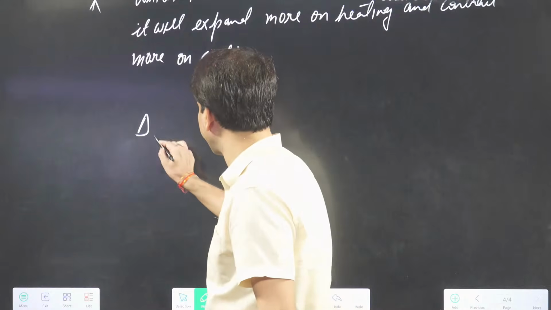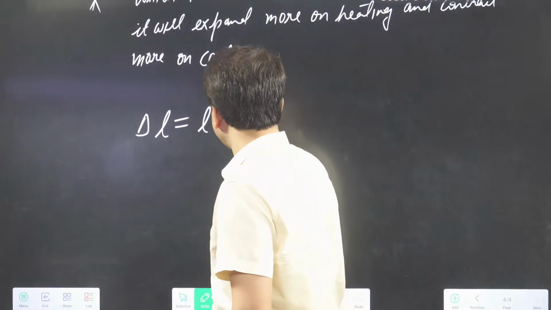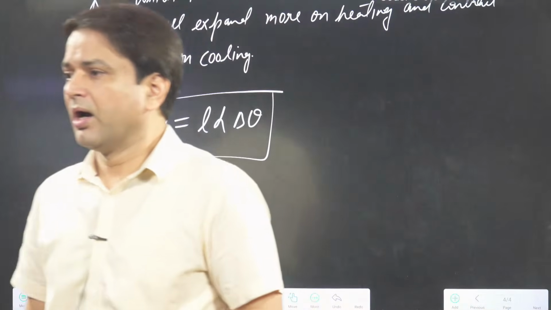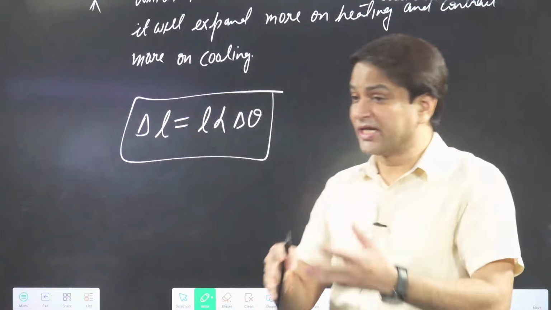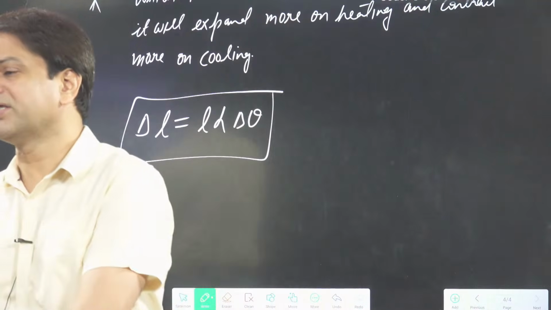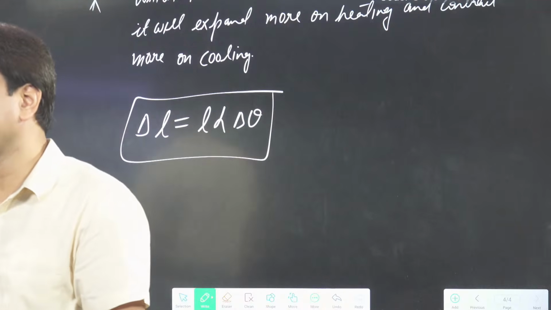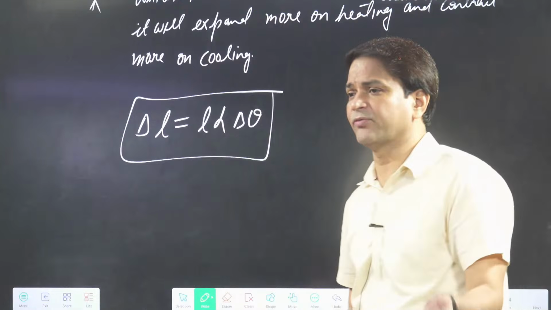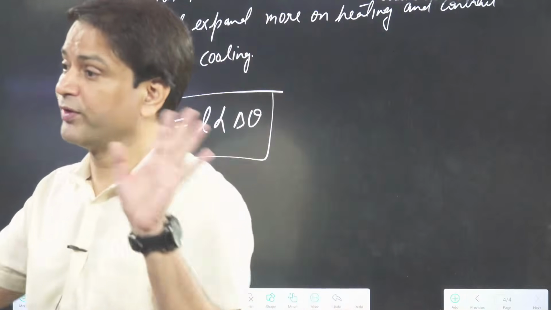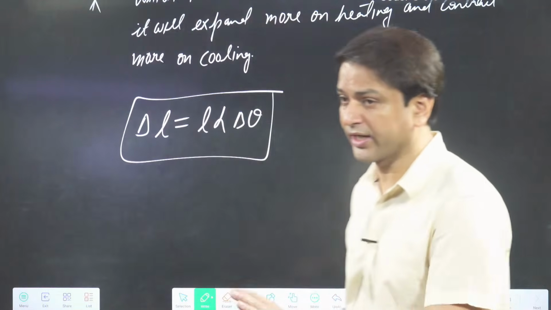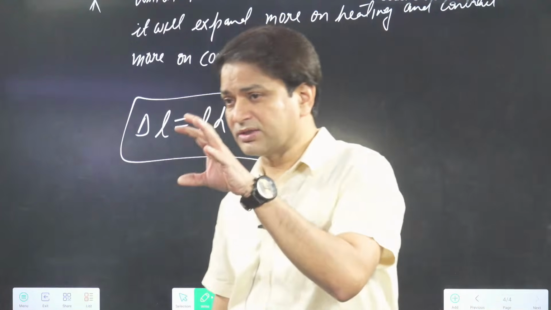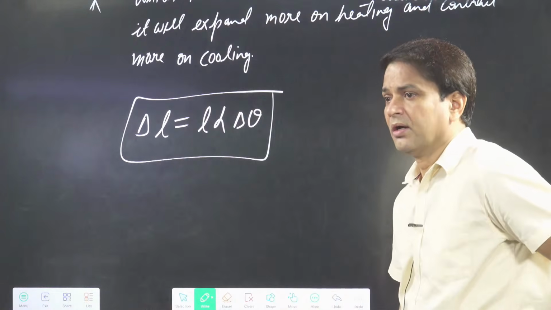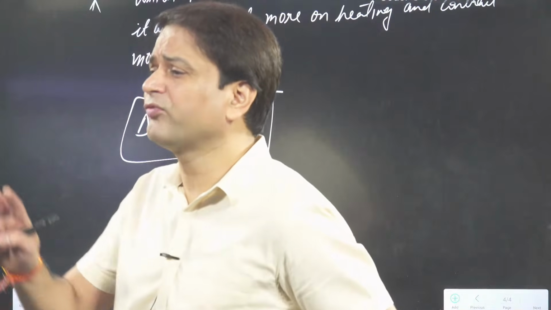Now this formula we are getting: delta L is equal to L alpha delta theta. Here two things we have to think about are their signs, plus and minus. Suppose I say, on changing the temperature, the length of the rod increases. I have not mentioned heating or cooling. So is delta L positive or negative? Alpha you will not think about, we always take it positive. Delta L is positive. Delta means final minus initial.